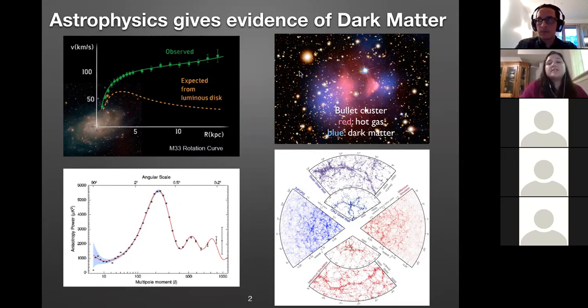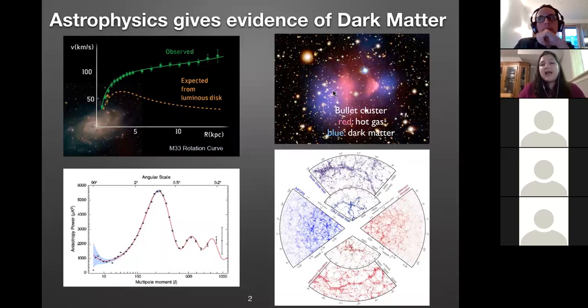But if you go over to the top right, here's another very visual picture of why things are unexpected. And this is the Bullet Cluster. It's collisions of actually two clusters of galaxies. And it's got some artificial coloring on it, where the red is hot gas that's giving us X-ray emissions. And in blue, using gravitational lensing, they've mapped out where the actual matter of those colliding clusters of galaxies are. And we see that they're not in the same place.